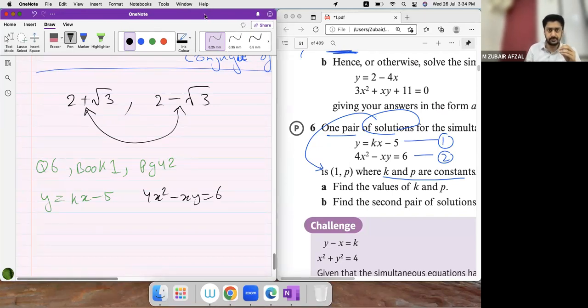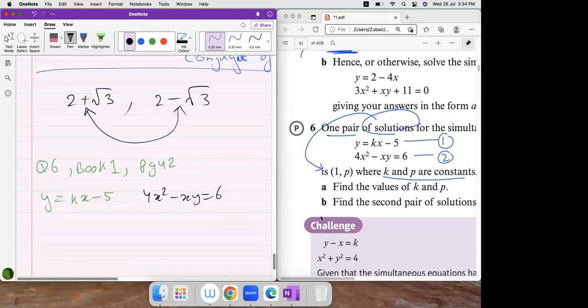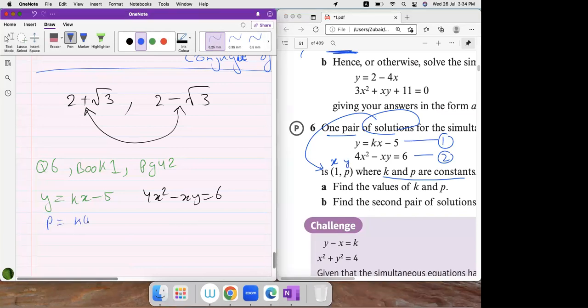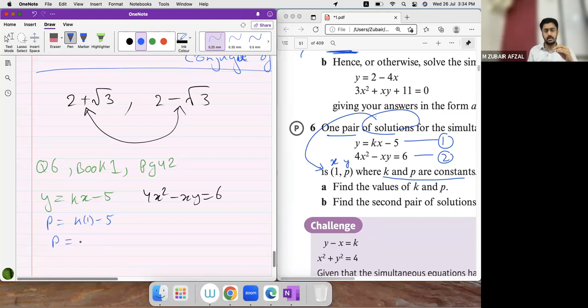You tell me, what should I do? These are the 2 equations. What should I do? First, the question says it's 1, p, right? The coordinates. So 1 means x equals 1. X is 1 and y is p. So p is equal to k times 1 minus 5. P is equal to k minus 5. First equation simplified. Going on to the second one. X is again 1 and y is p.